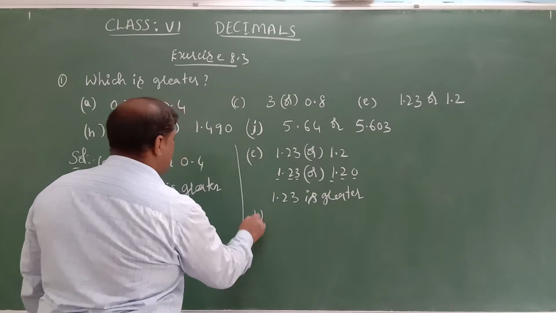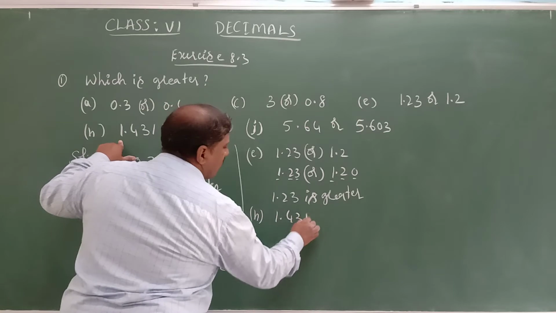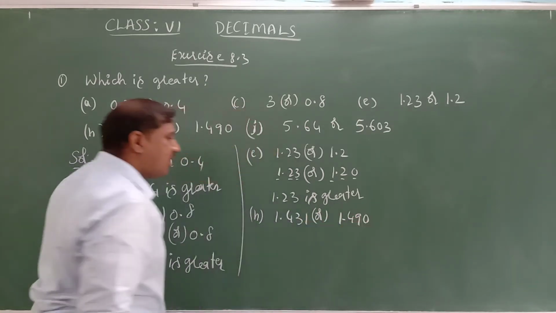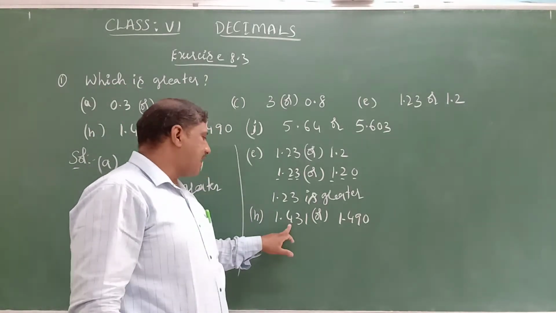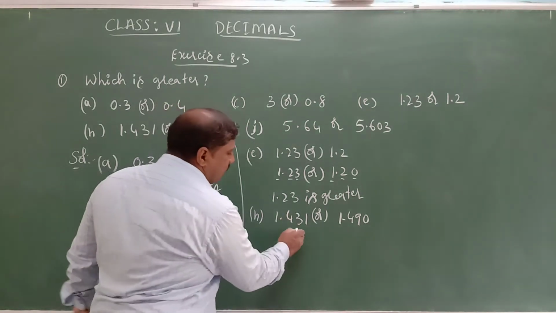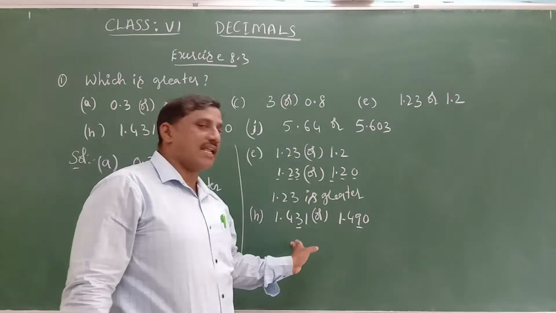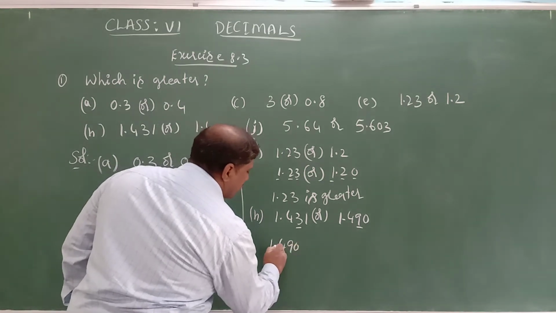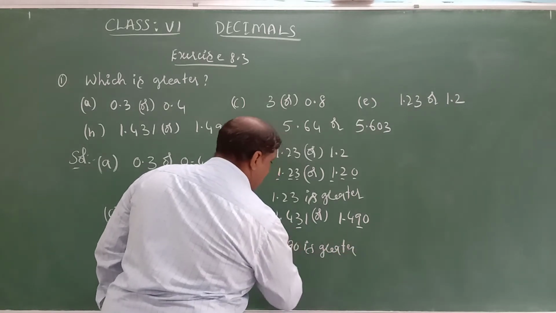Then we have H bit: 1.431 or 1.490. Compare the whole part, 1 and 1, same whole part. 10th part 4 and 4, same. Then the 100th part we have 3 and here we have 9. As 9 is greater than 3, therefore 1.490 is greater. It is the greater decimal.